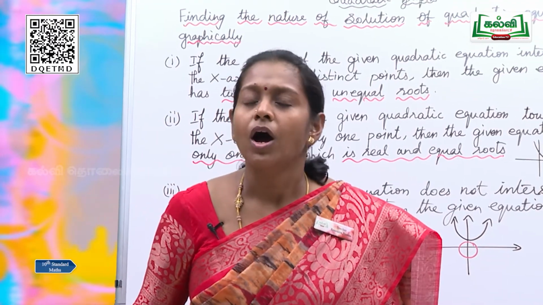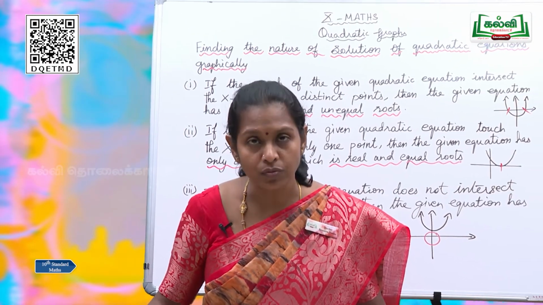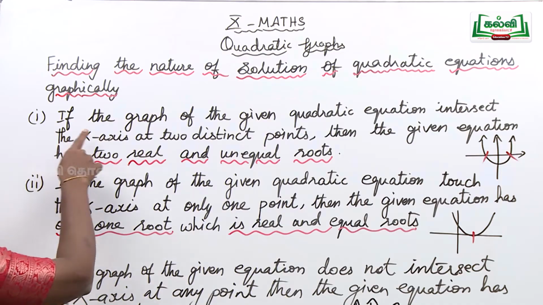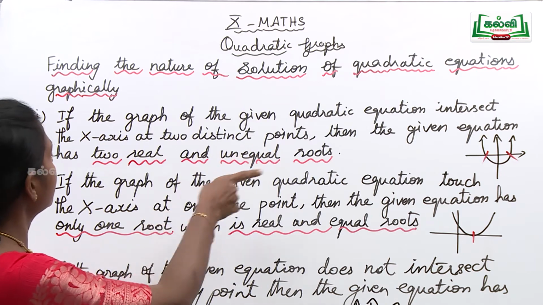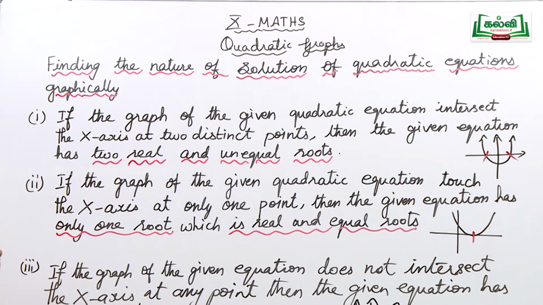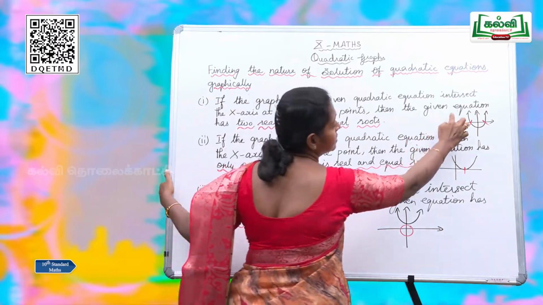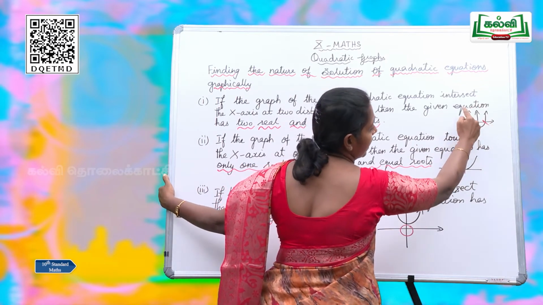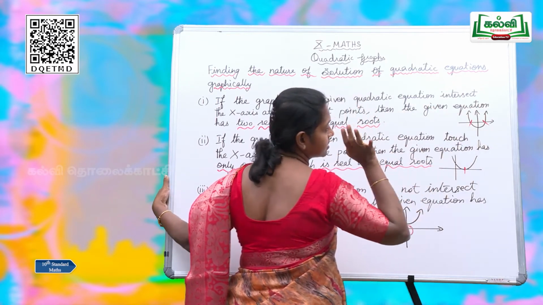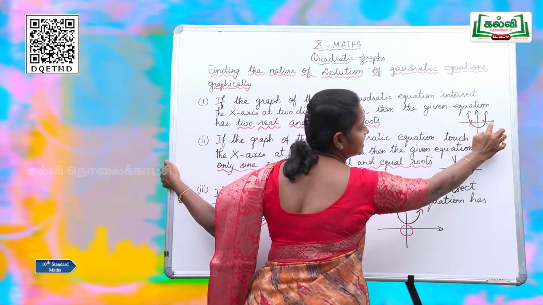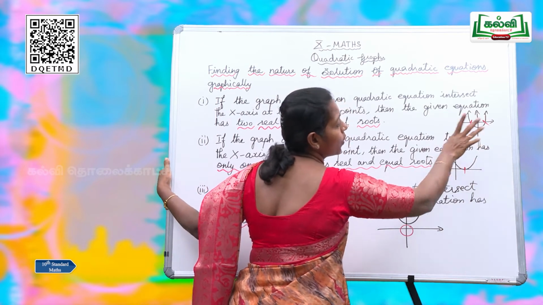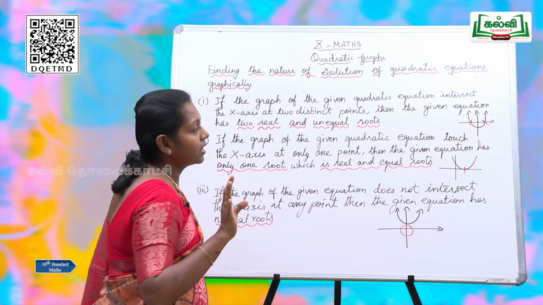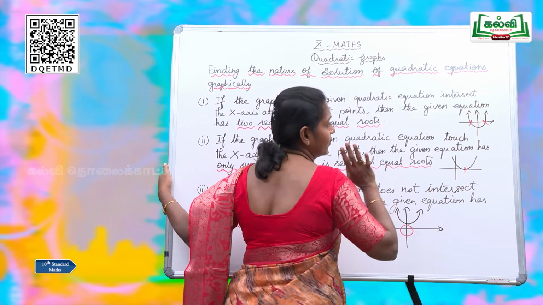But in a graph, how will you identify the nature of roots? See this. If the graph of the given quadratic equation intersects the x-axis at 2 distinct points, then the given equation has 2 real and unequal roots. See this figure. There is a parabolic curve, x-axis and y-axis. This curve intersects the x-axis at 2 points. But both the points are not the same. They are unequal, but they are real roots.